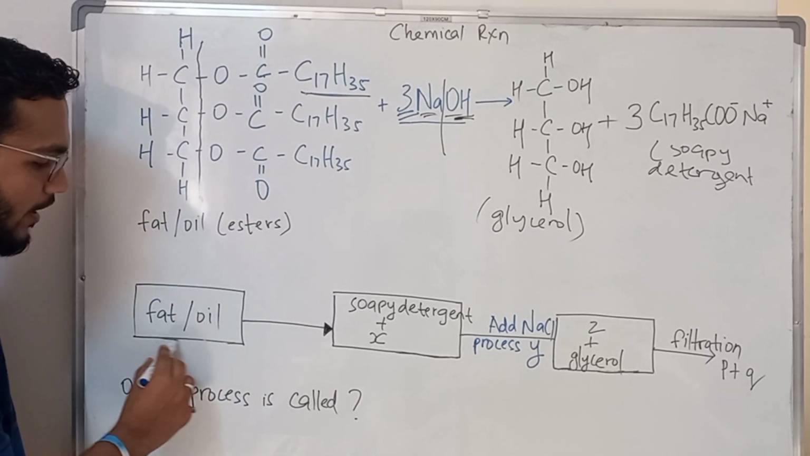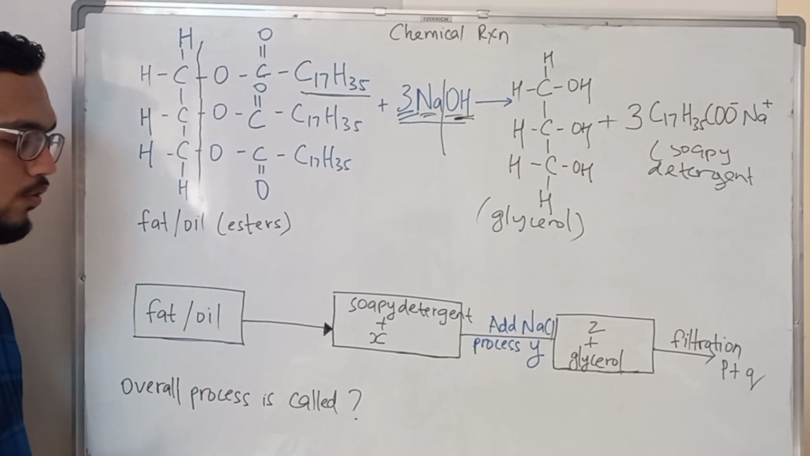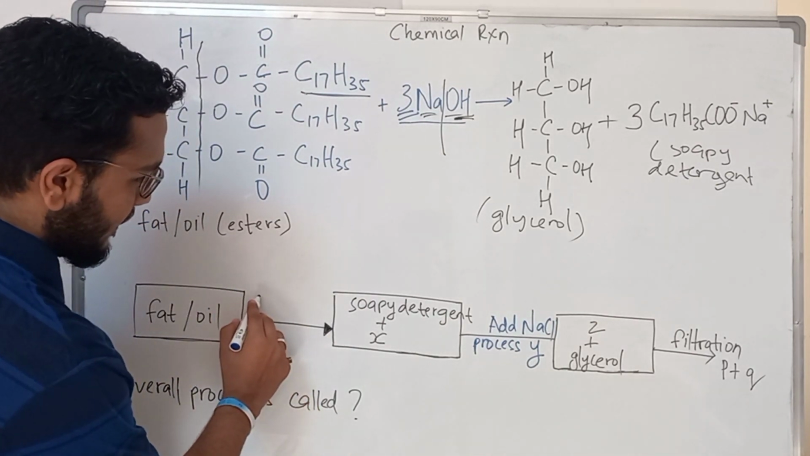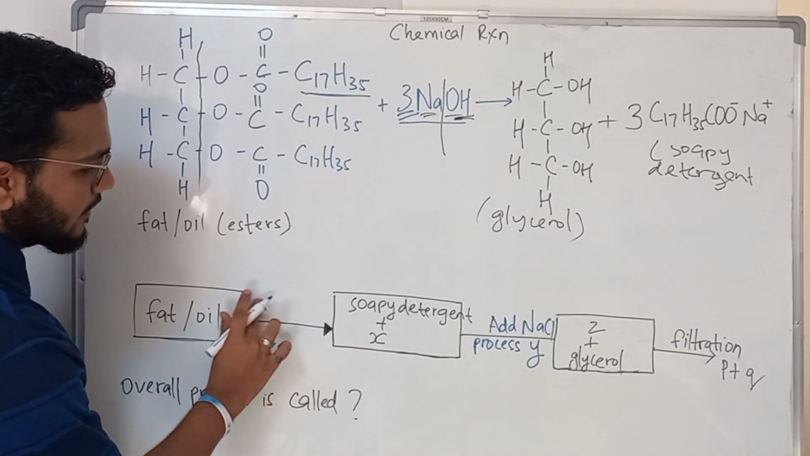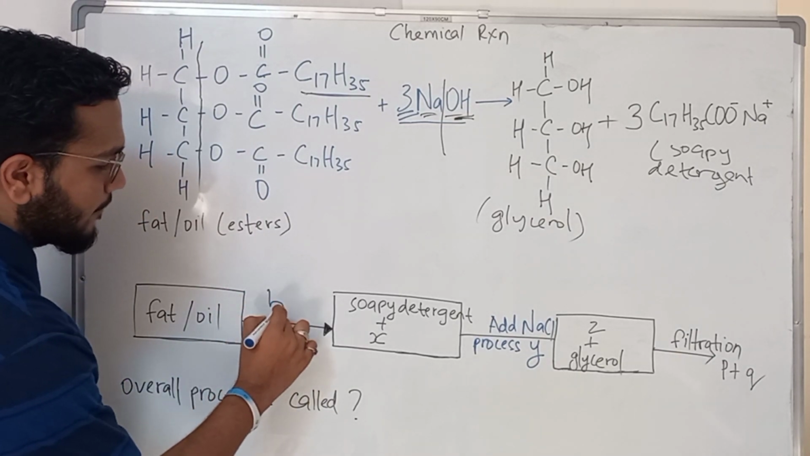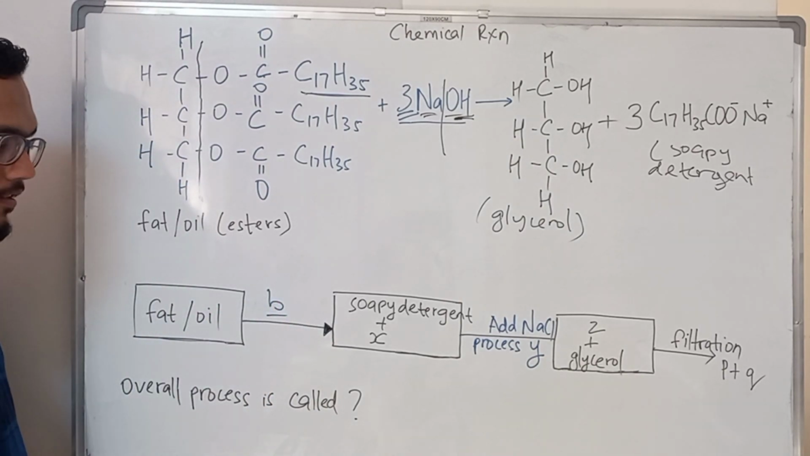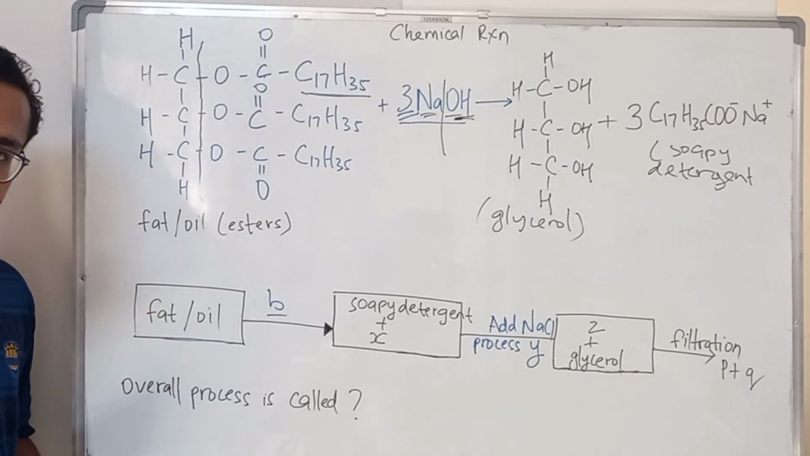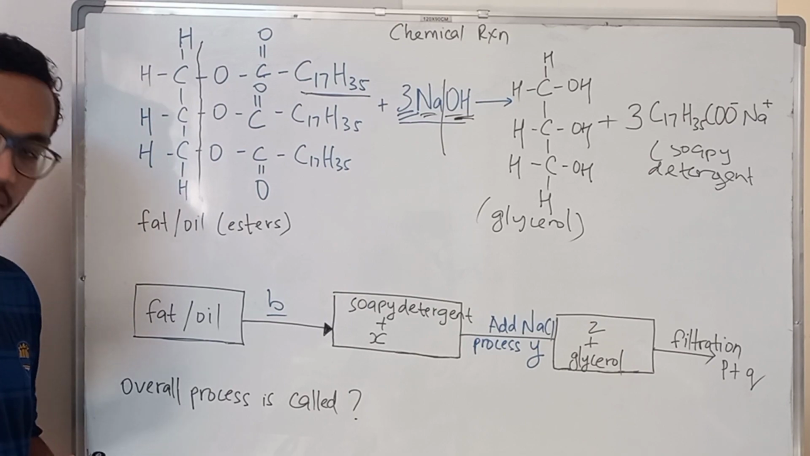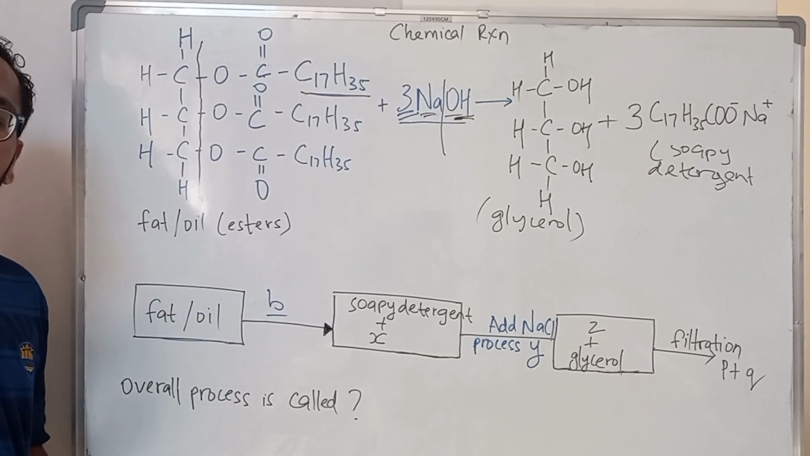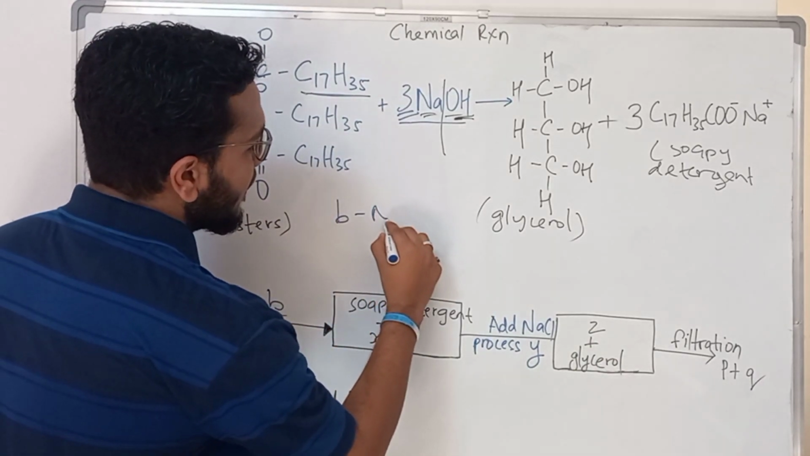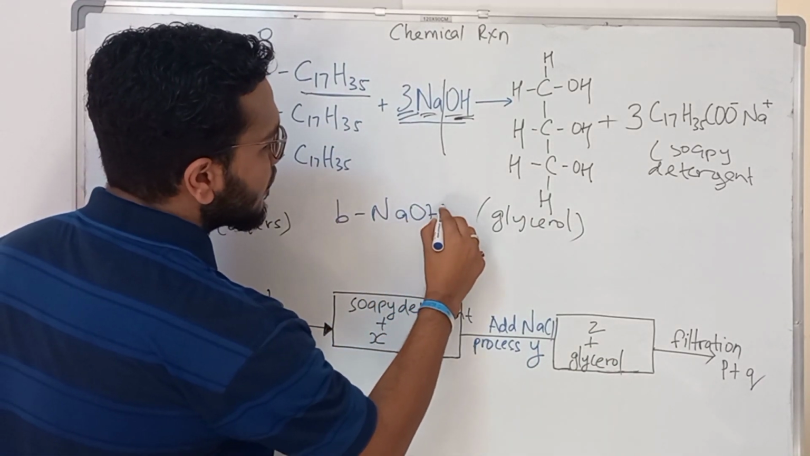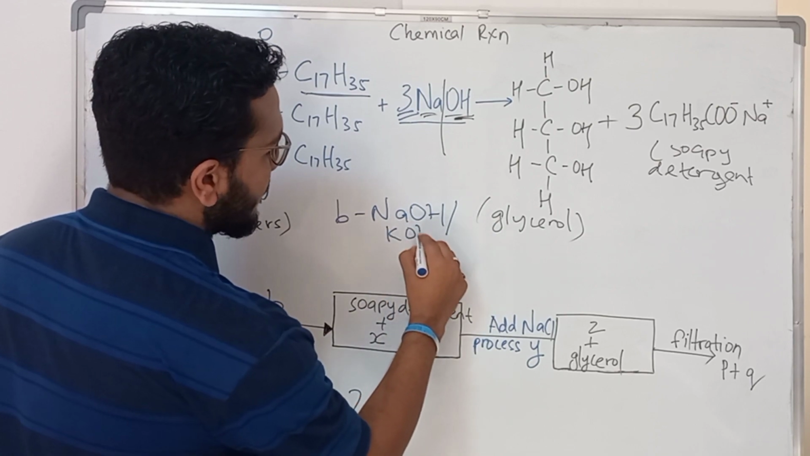So fat and oil, we start with fat and oil, right? What are we adding here? First, let's mark it B. What is B? The first step that we say is the hydrolysis reaction. What are you adding to the fat or oil? You are adding sodium hydroxide. So B is sodium hydroxide or potassium hydroxide.